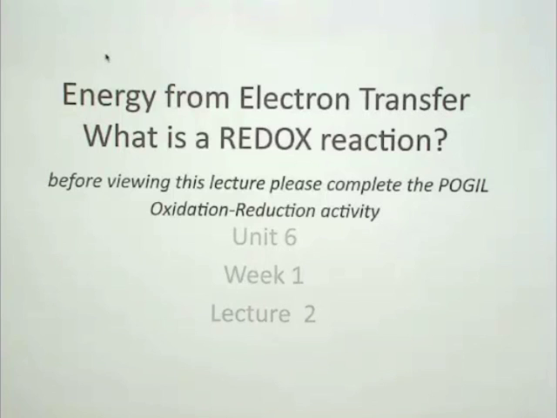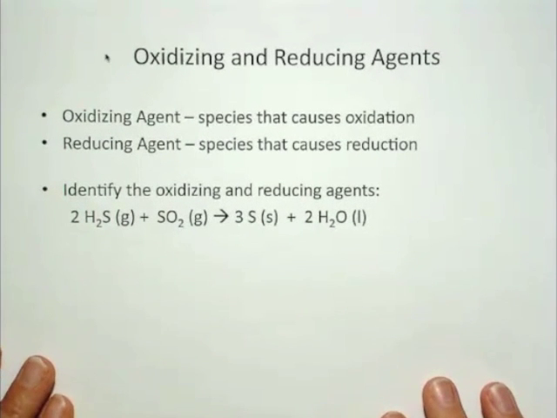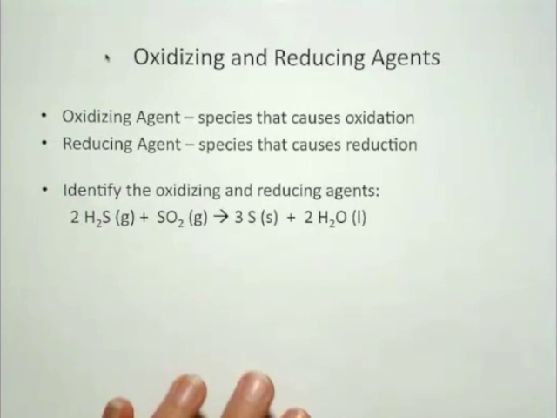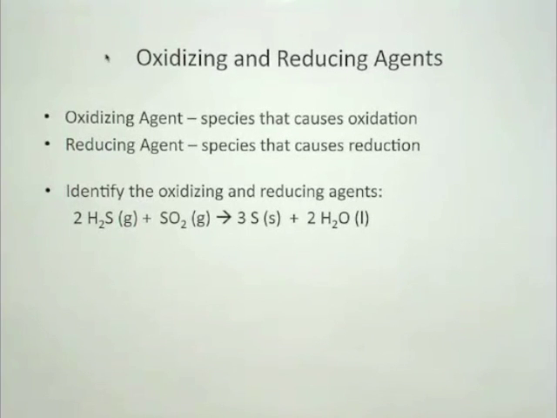Now, you probably already know what a redox reaction is if you completed the POGL oxidation reduction activity as I requested. One thing I need to tell you is that sometimes in a redox reaction, or when people are talking about the process of oxidation or reduction, they use different language. Instead of saying that a particular species undergoes oxidation, it's called the reducing agent, or that species undergoes reduction, it's called the oxidizing agent. So we have different terms depending on the context, and I need to point out these terms.